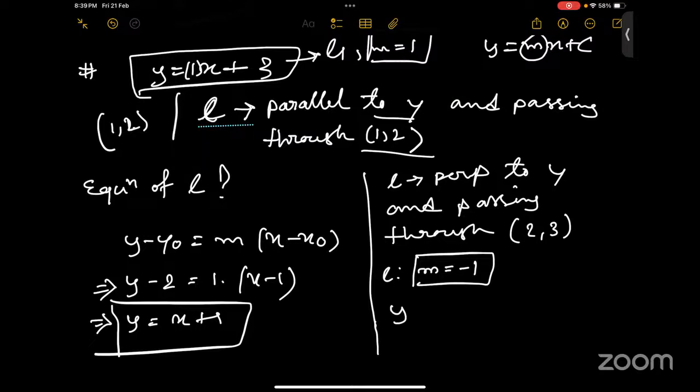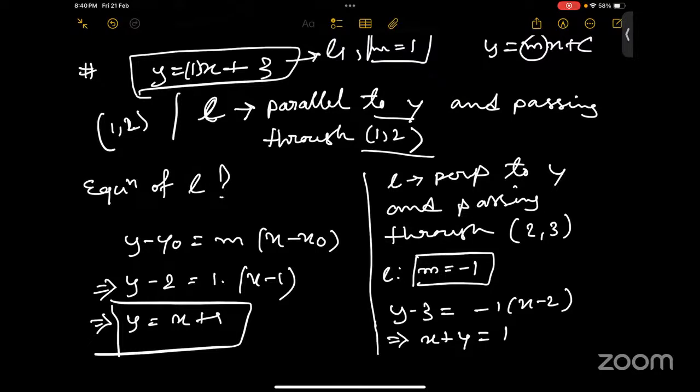Similarly, y minus 3 equals -1 into x minus 2, right? So y plus x is equal to 5. Right. So this will be the final equation, right?